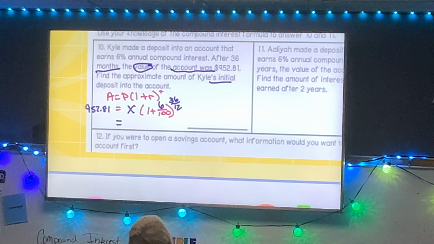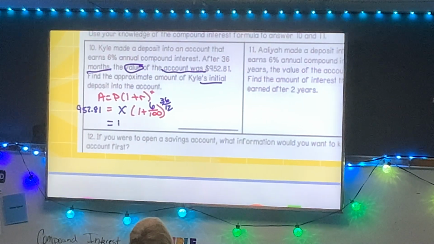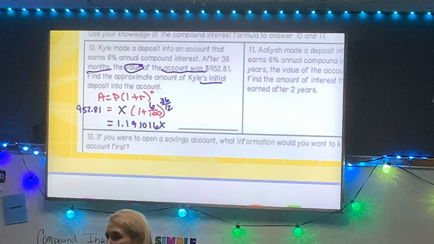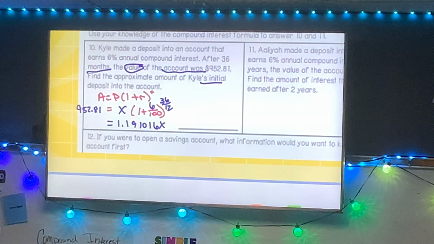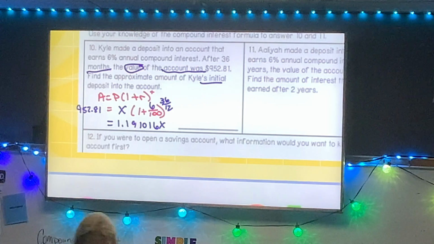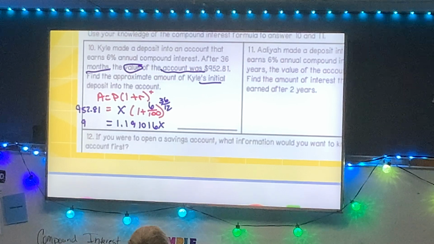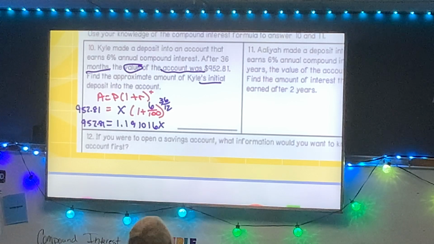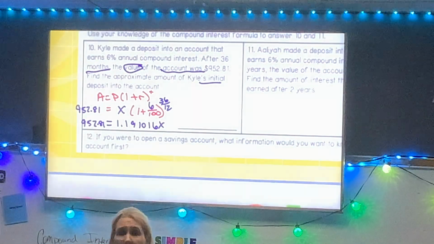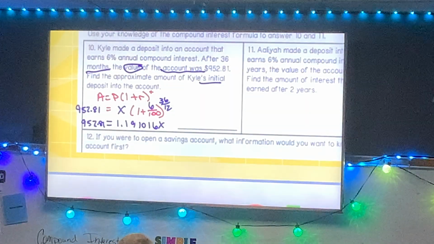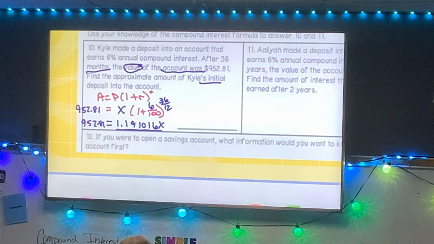So, when you hit enter, did you get 1.191016? Yes. And put the X behind it. Put the whole thing. Do not round to the very end. Now, side by side means multiply. What's the opposite of multiplication? Division. So you are literally going to divide both sides by that long number. Well, that will give me a 1.